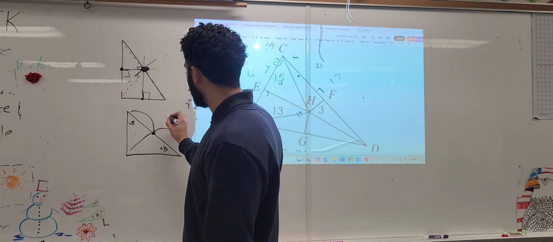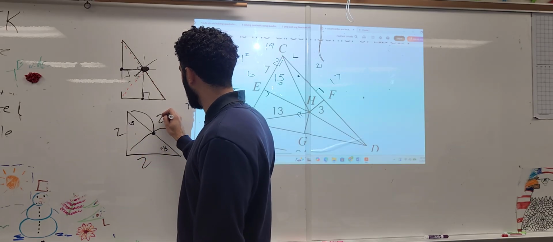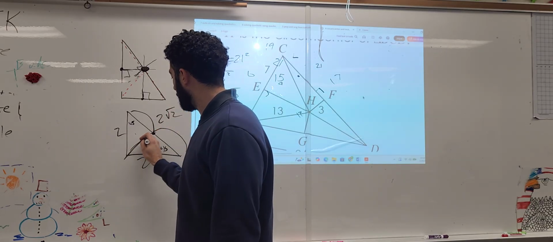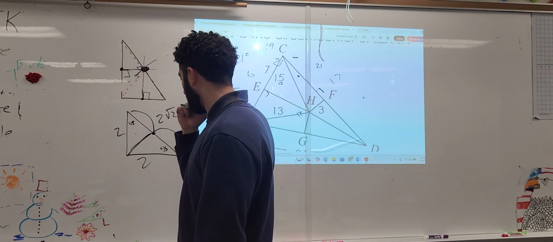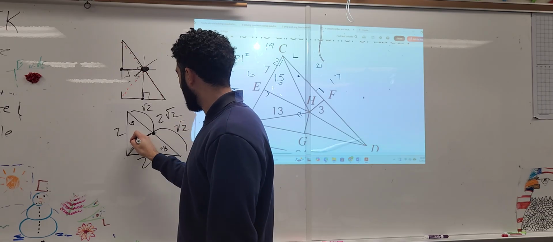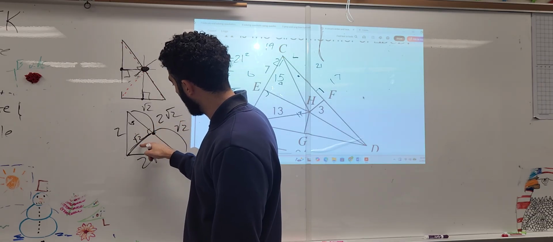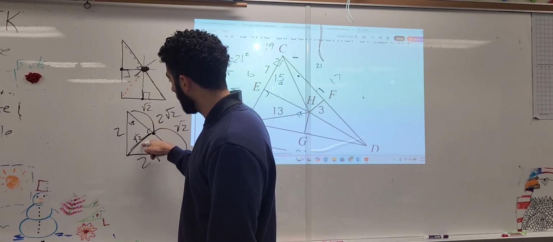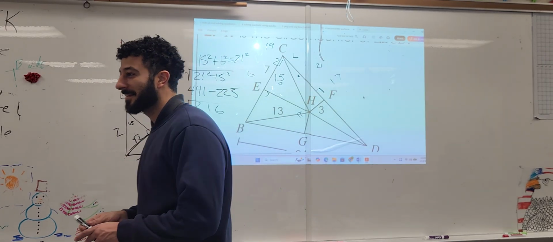Wait, hold on, let's map this out, ready? We can kind of figure that out. So if this is 2, that's 2, this is 2 root 2. And this over here should be half of 2 root 2, which is root 2, and root 2, and that's root 2. But does that make sense if that's root 2? Because this is now a 45-45. So root 2 times root 2 is 2. So it makes sense. That's pretty cool.